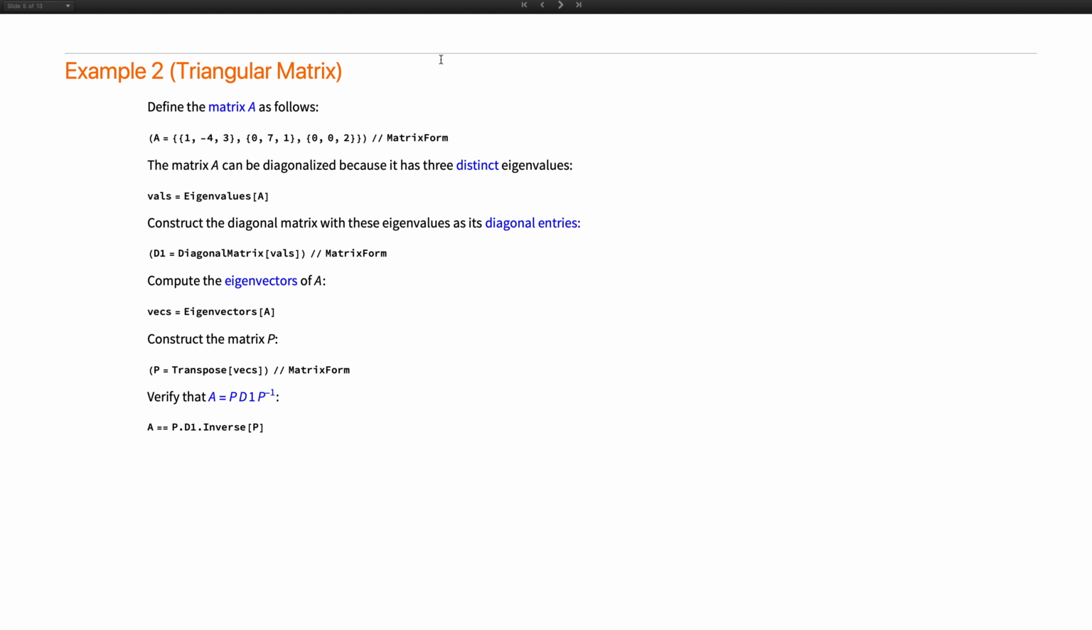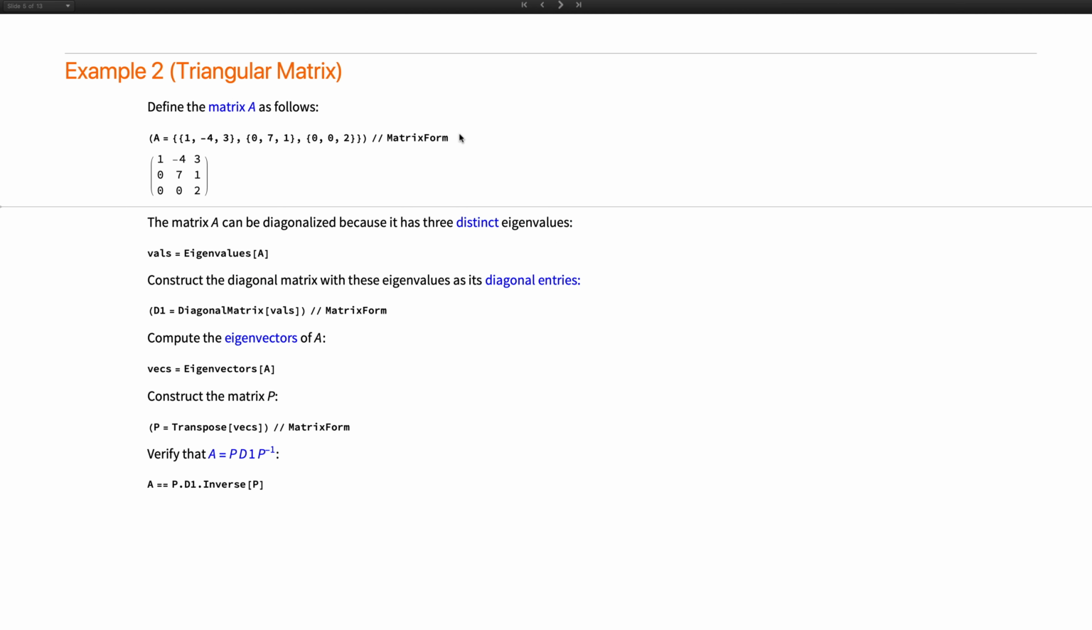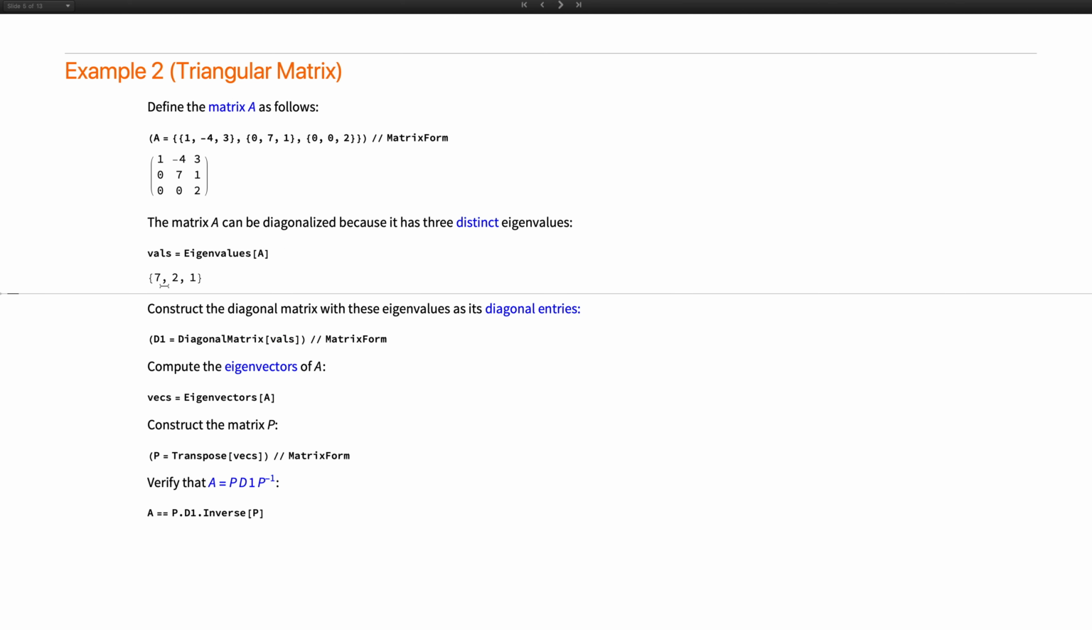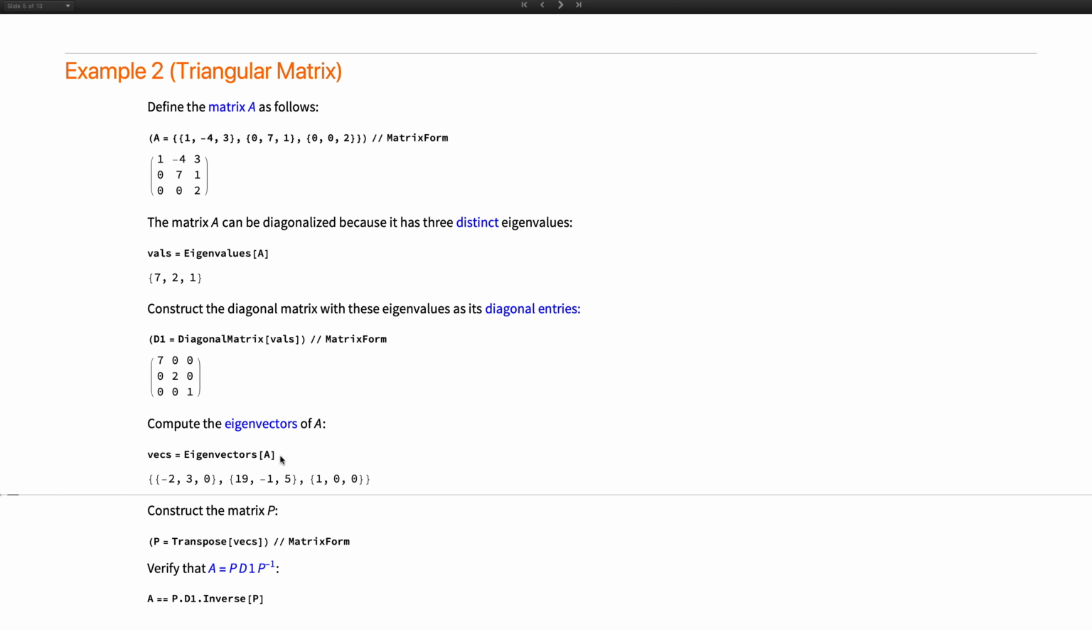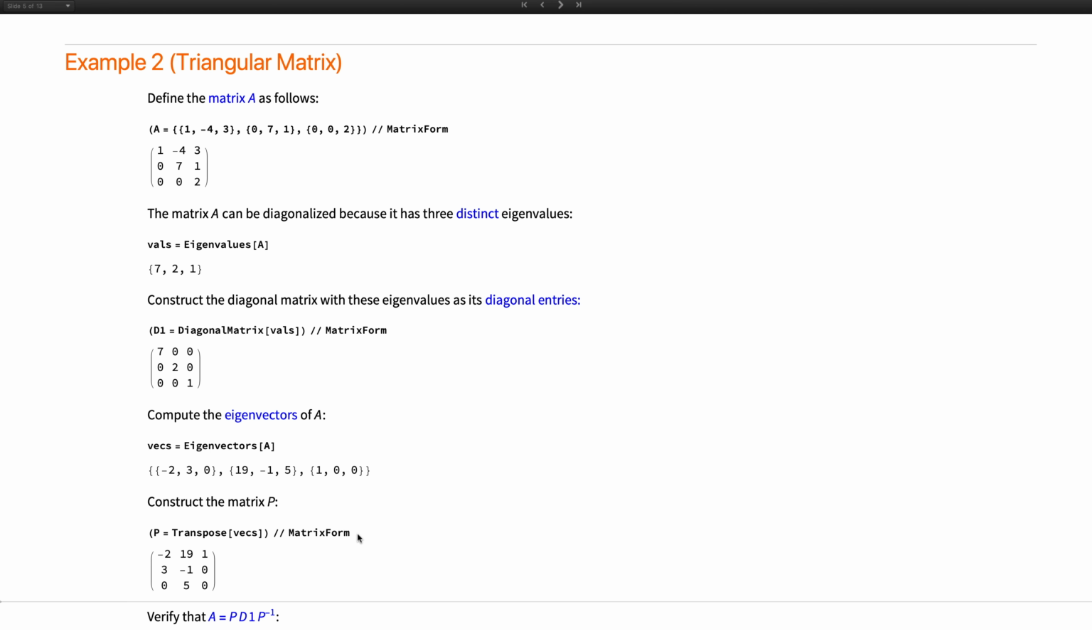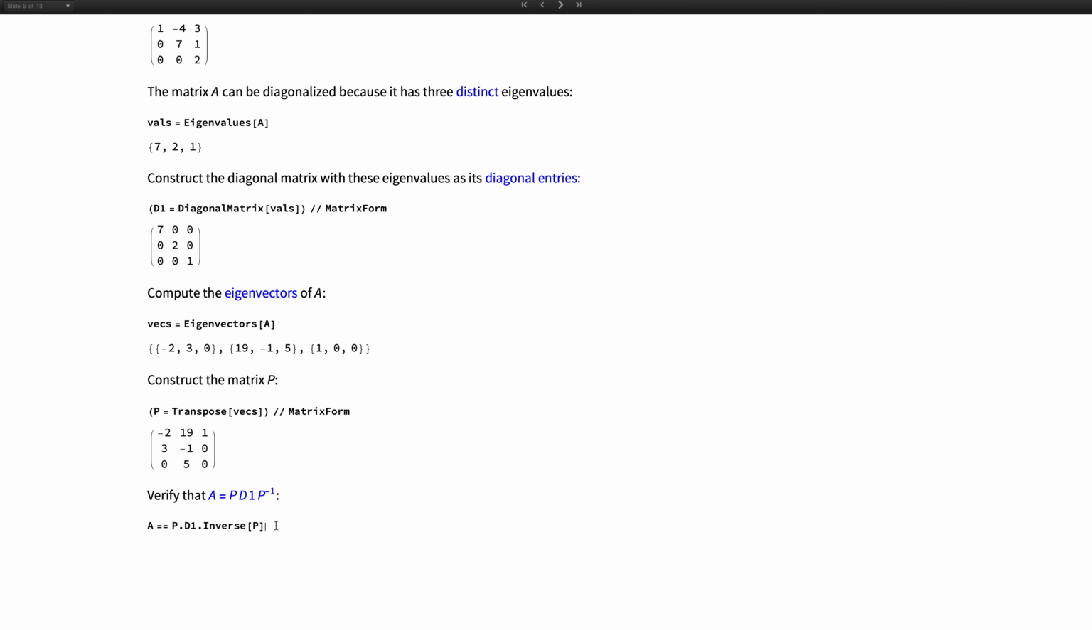As a second example, here is a triangular matrix. In fact, it's an upper triangular matrix. And we know in this case that the eigenvalues are going to be 1, 7, and 2. So let's check that. And you get 7 to 1 in decreasing order. So let's construct a diagonal matrix with those as diagonal entries. Let's compute the eigenvectors of A, construct the matrix P, the transpose, and let's check that you actually have the similarity relation here. So A is similar to a diagonal matrix with entries 7, 2, and 1 on the diagonal.